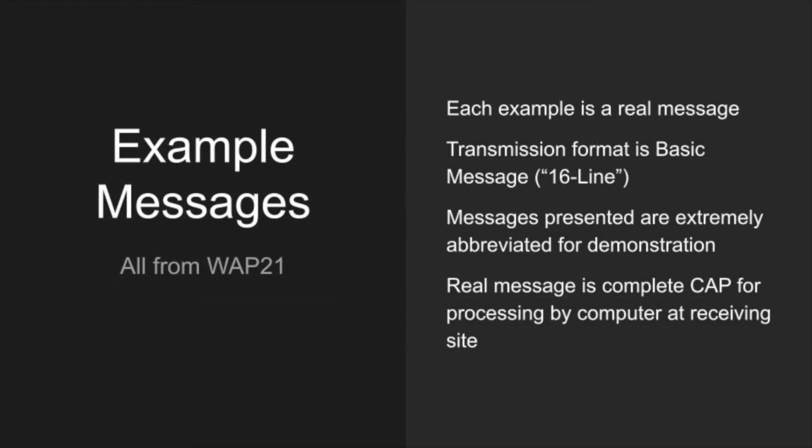Now let's look at our example messages from WAP 21. These are all real messages in the basic message 16-line format. For the purpose of this video, they are abbreviated. The real messages were complete CAP alerts so that they could be processed by a computer on the receiving end.